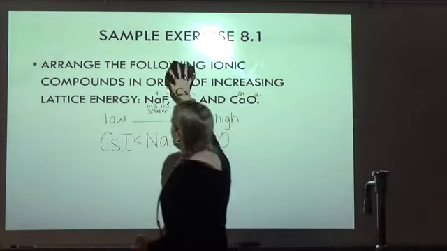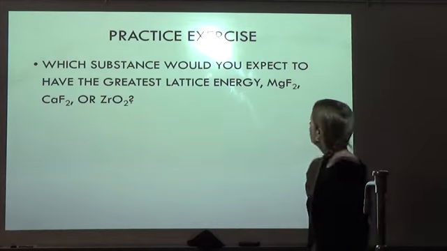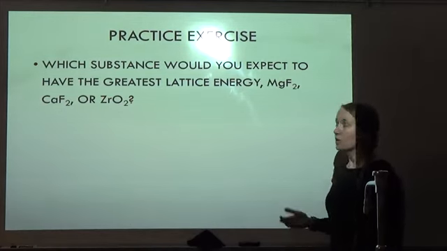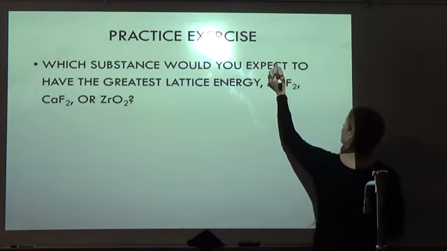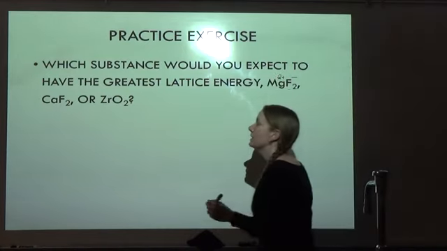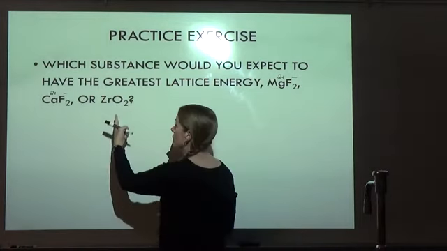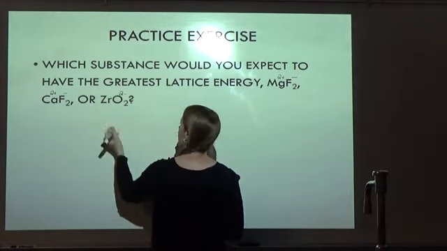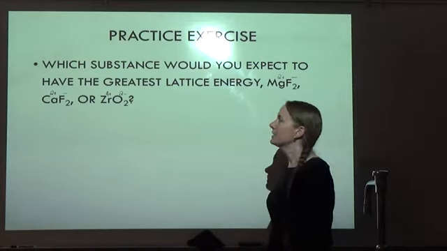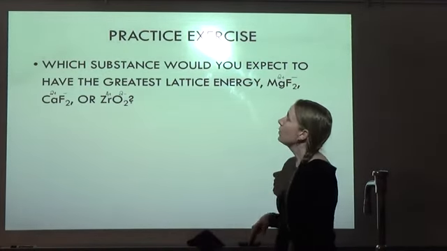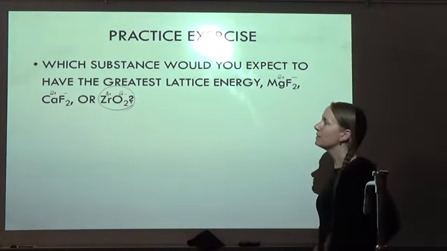All right, so y'all try the next one real quick. So it says, which substance would you expect to have the greatest lattice energy? So y'all try this. I'll assume you paused it and tried it, so let's look at it together. So let's do our charges first. So Mg is positive 2, F is negative 1, Ca is positive 2, F is negative 1, Zr is a transition metal, so we don't know the charge, but we know oxygen's negative 2, and there's 2 of them. So we know zirconium has to be positive 4. Okay, so we're picking the one with the greatest lattice energy, so these have the greatest charge. So it's automatically going to be ZrO2.